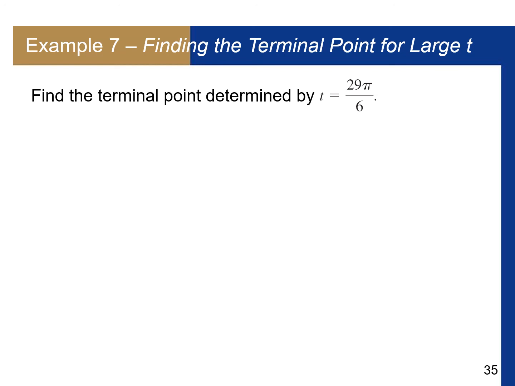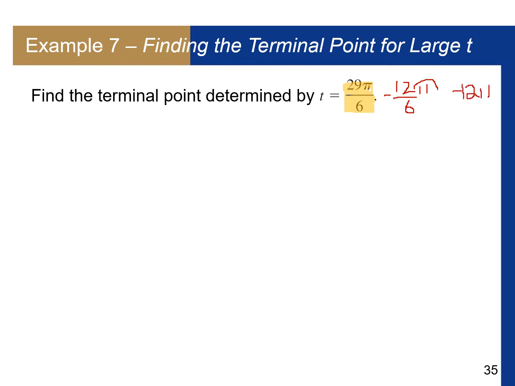So now I have 29 pi over 6. So this is kind of crazy. What you want to ask yourself is how many 2 pi's are in here? Well, if I want to subtract 2 pi each time, and I make that 2 pi as 12 pi over 6, I'm looking at subtracting 12 pi over 6 as many times as I can to rotate all the way around. Well, you can see you can do it once, and then you can do it a second time.